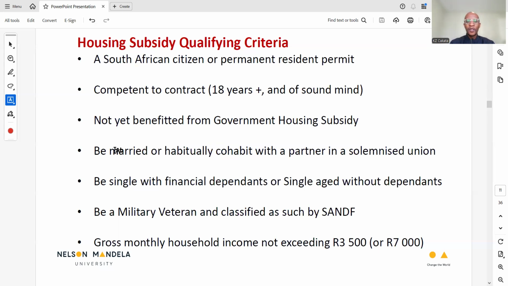Those that are married or habitually cohabitate with a partner in a solemnized union, you can be single with financial dependents or single aged without dependents, can be a military veteran as classified by the SANDF, and a gross monthly household income not exceeding 3.5. It says or 7,000. This was in the past for social housing. That has subsequently been increased to a broad range up to about 23,000 Rand for social housing.